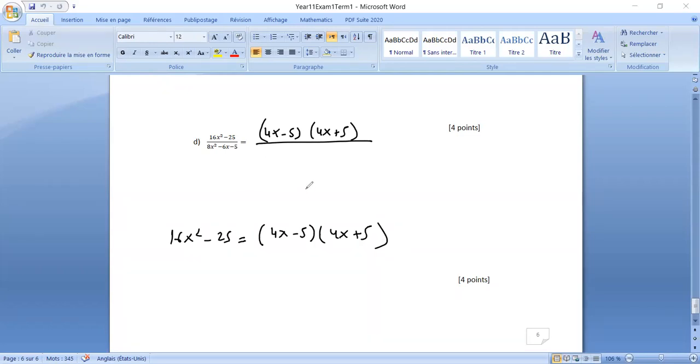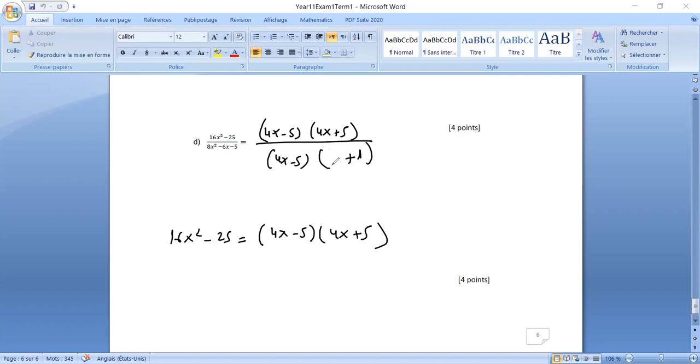Now I need to think about how I can write the lower part as either 4x minus 5 times something or 4x plus 5 times something. I think that 4x minus 5 is the one that I'm looking for. Why is that? Because I have a negative 5 at the end, so it's more suitable for me to have a negative 5 there. So I know that the last term is plus 1, because the multiplication of these two is negative 5.